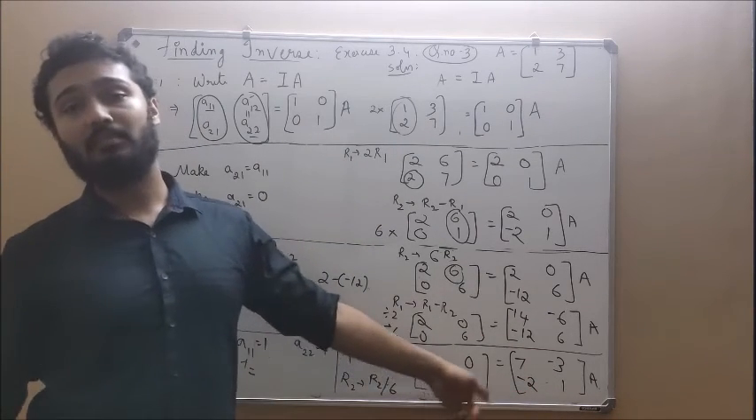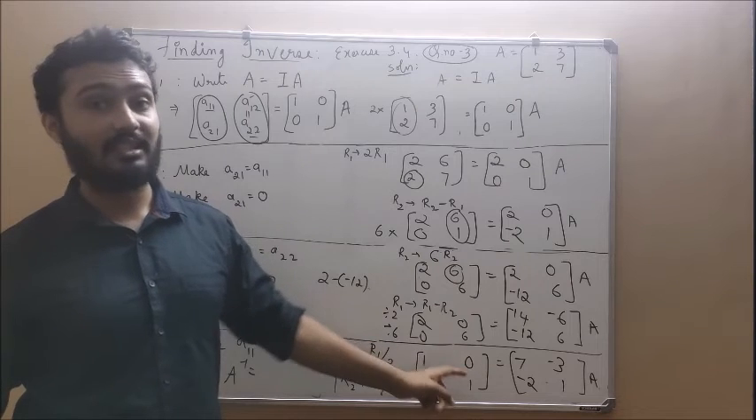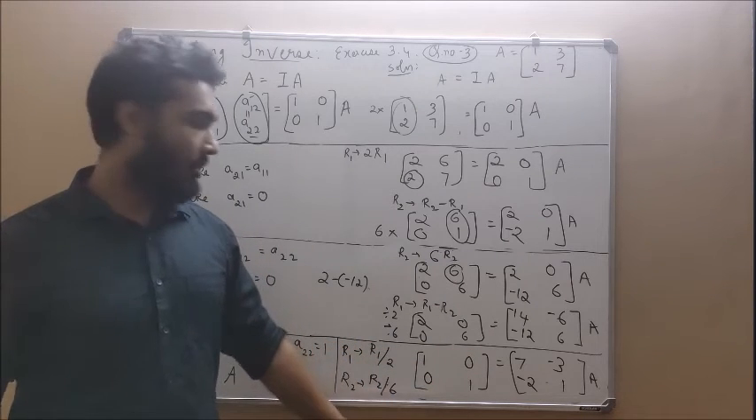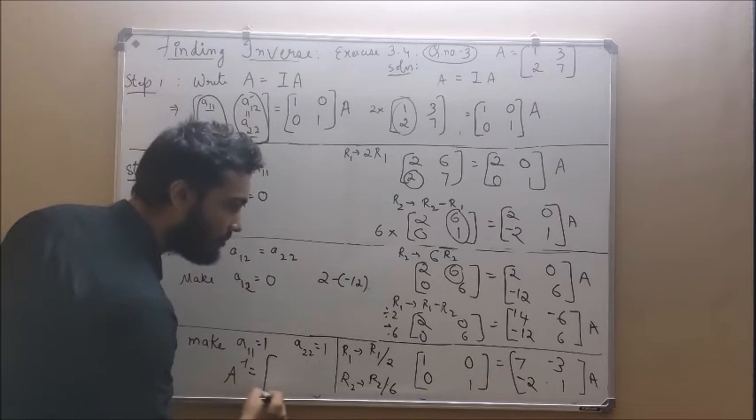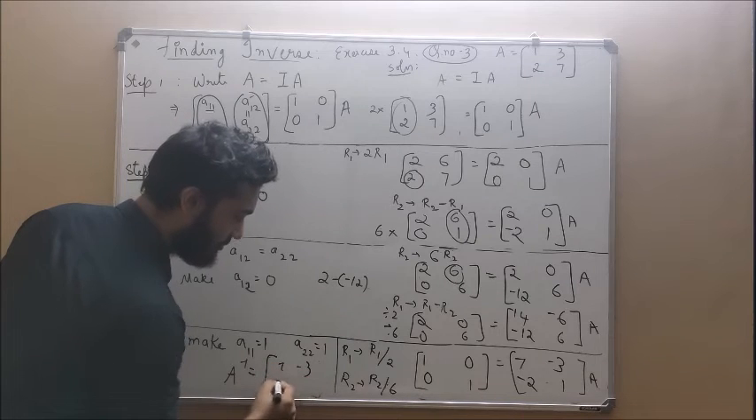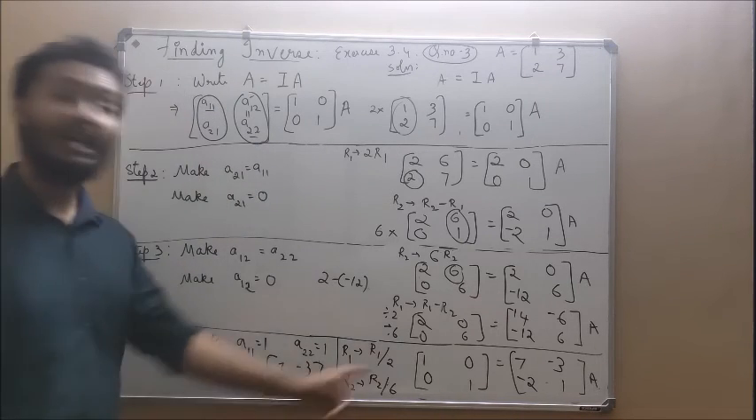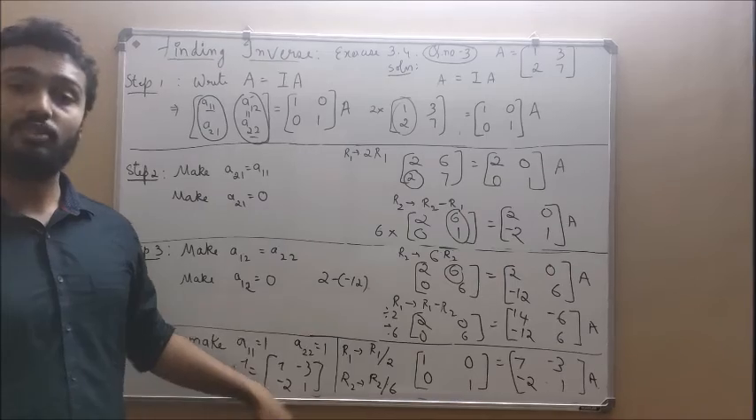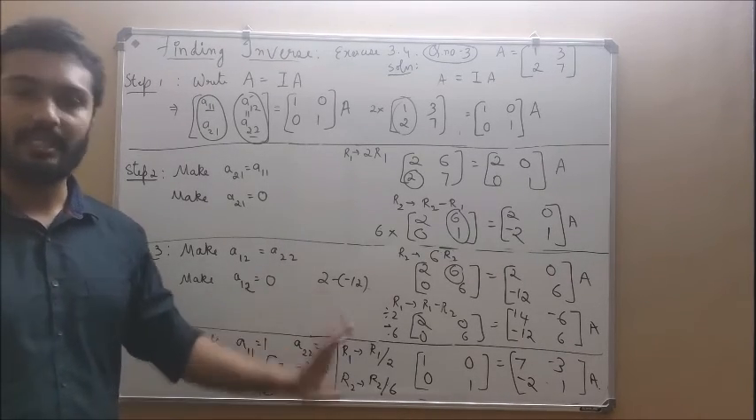So this is nothing but the inverse. So therefore A inverse equal to 7, minus 3, minus 2, 1. So this is nothing but the inverse.